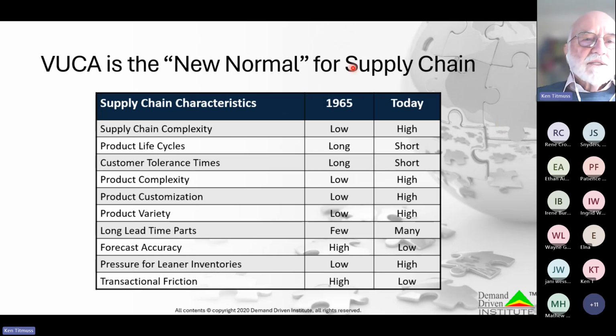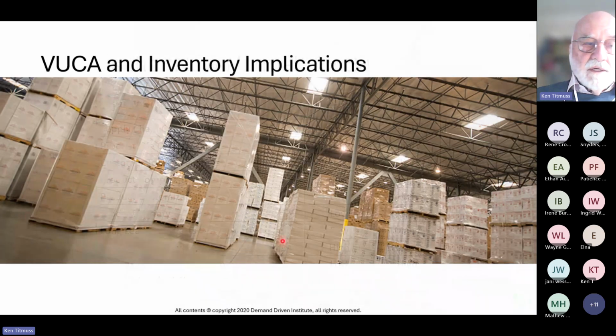So supply chain complexity has gone up enormously. Product life cycles have become very short. Customer tolerance time, people are not prepared to wait. They want their groceries delivered within 60 minutes these days. Product complexity and customization has grown enormously. Lead times have grown enormously. Forecast accuracy has actually come down rather than going up. With all the efforts we've done in forecasting, it hasn't really done anything. And we've got these pressures for leaner inventories, etc. So we're living in a totally different world from when the software we're using currently was developed.